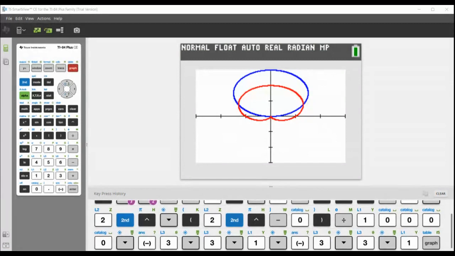Absolutely. So let me stop the graph there and now go back to the example itself. Okay, let's get to the solution here.